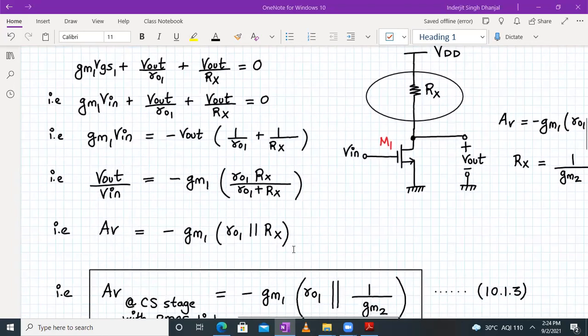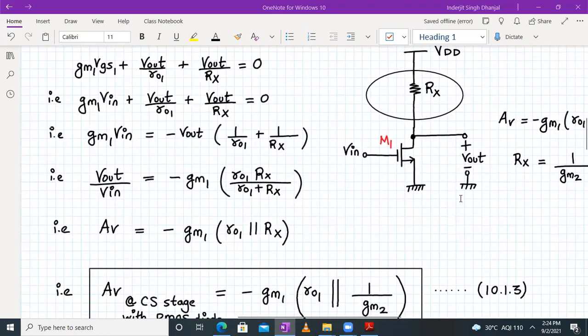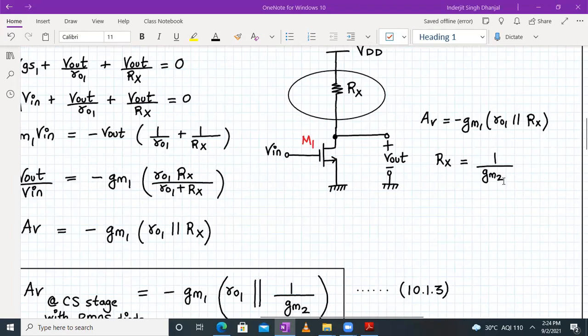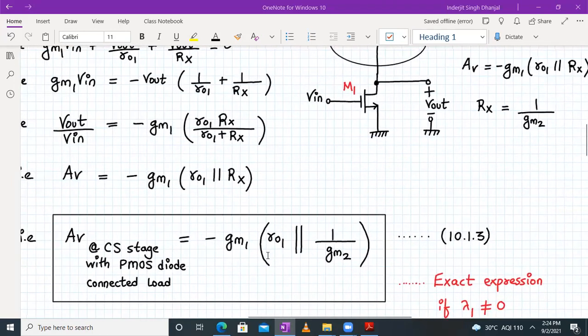That's actually the Av formula, right? Where RX value is given by 1 upon gm2. Now, if we substitute that value of RX, we get the small signal voltage gain of a common source amplifier with a PMOS diode connected load. And this is given by minus gm1 into RO1 parallel to 1 upon gm2. Now this expression becomes equation number 10.1.3.